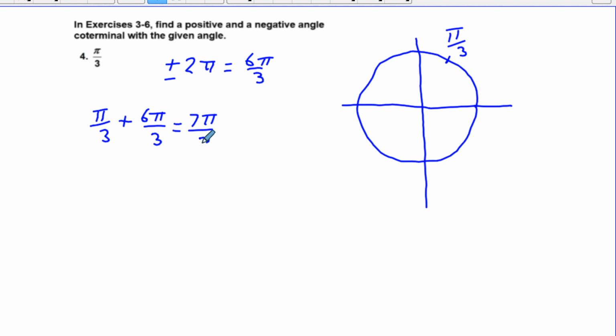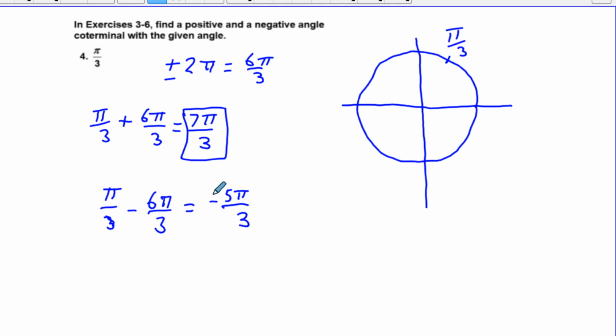So coterminal, meaning we just went pi over 3 and went once more around. And also we have pi over 3 minus 6 pi over 3, which is going to be effectively 360 degrees, but in the negative direction, like this. Yeah, negative direction. So that's going to be negative 5 pi over 3. So there it is, problem 4.